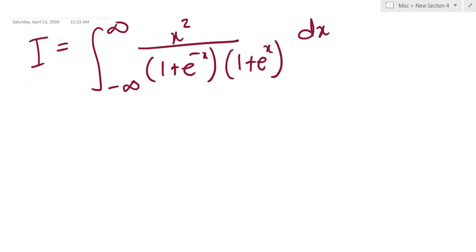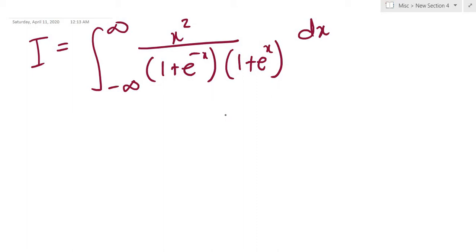So we have our integral I is equal to the integral from negative infinity to infinity of x squared over 1 plus e to the negative x times 1 plus e to the x dx. So our limits of integration are from minus infinity to infinity.